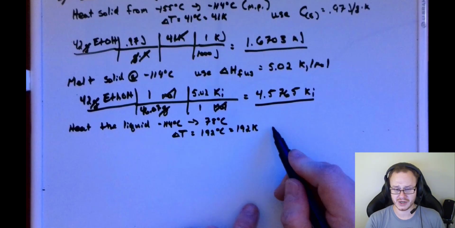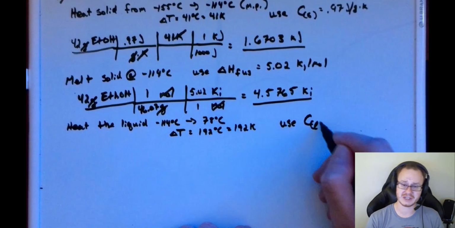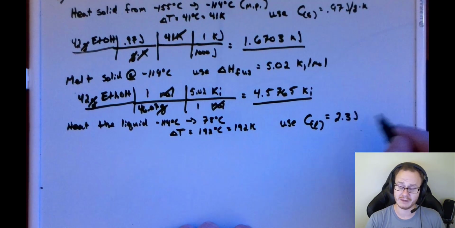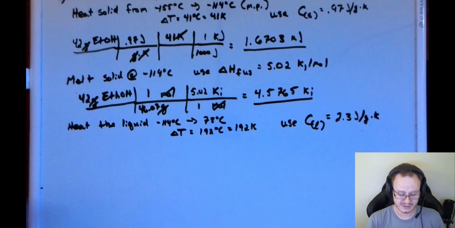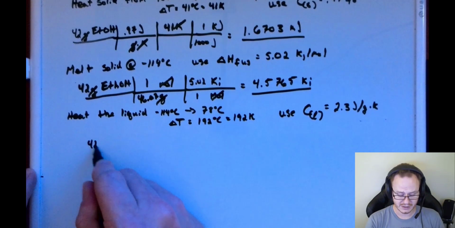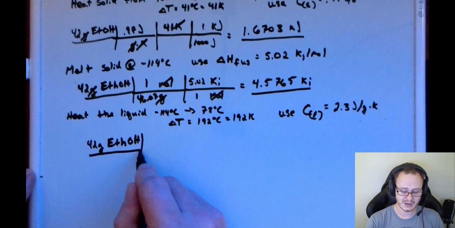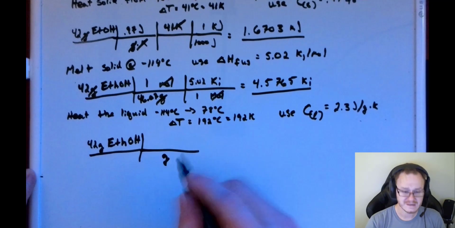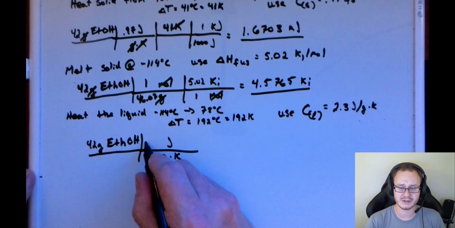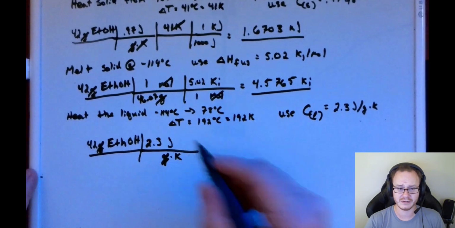Because this is a temperature change of a liquid, not a phase change, we're going to use the specific heat for the liquid. It is different than the specific heat of the solid of ethanol. It happens to be 2.3 joules per gram degree Kelvin. Once again, I start with the amount of ethanol present, 42 grams of ethanol. Set up my dimensional analysis box, 42 grams of C2H5OH. Then I convert it into joules. I'm going to cancel grams to get rid of the grams, similar to an earlier problem. 2.3 joules is equal to 1 gram degree Kelvin. This cancels grams.